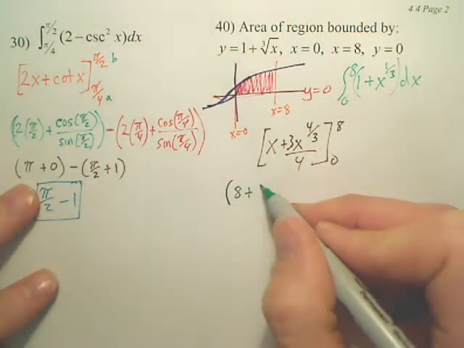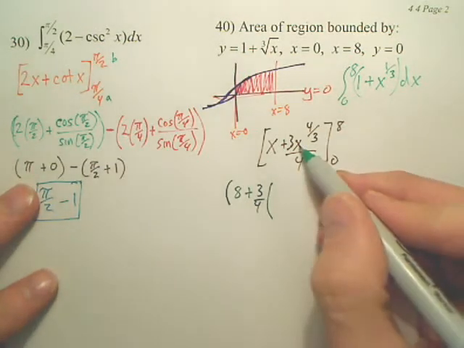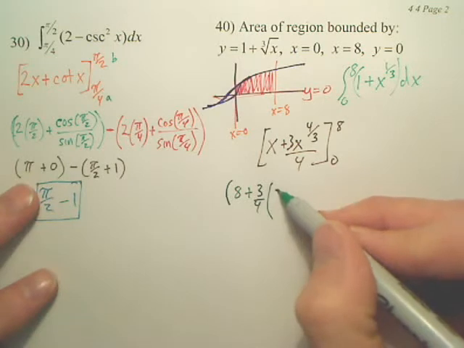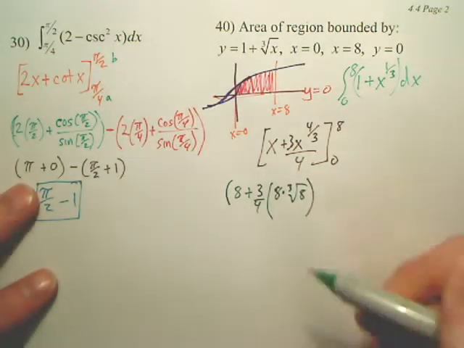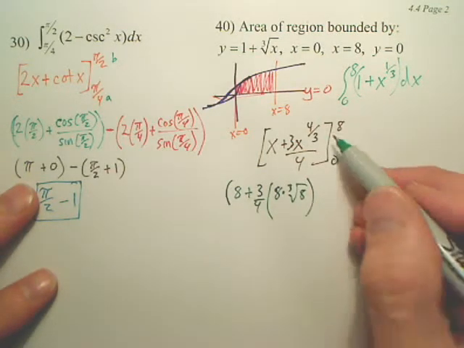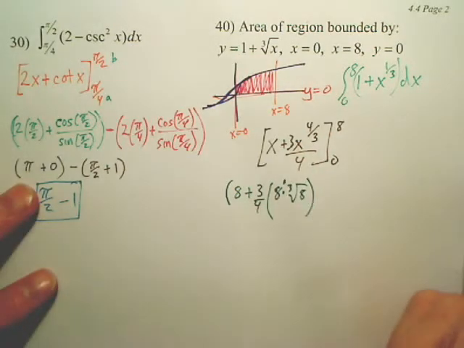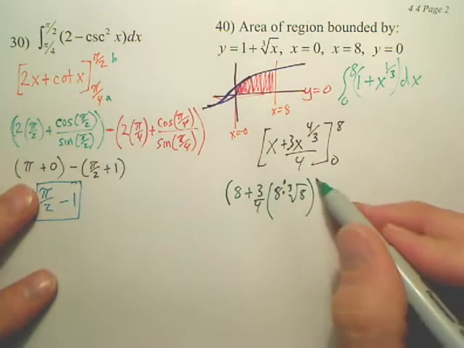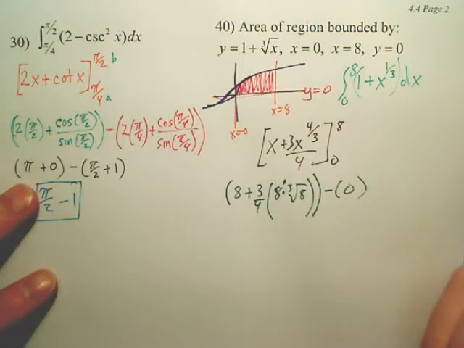So 8 plus 3/4 times, now, do you understand x to the 4/3 means 8 times the cube root of 8? Isn't that 8 to the first times 8 to the 1/3? Isn't this 1 1/3? 8 to the first times 8 to the 1/3? Sorry if I confused you. Isn't the second one 0? Plug in 0. You get 0.